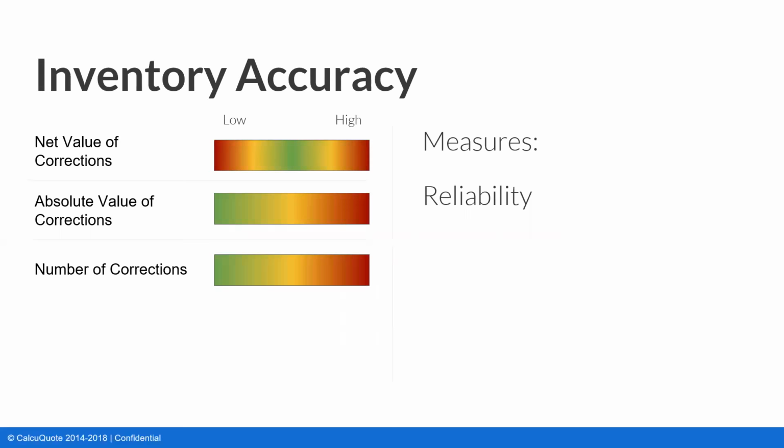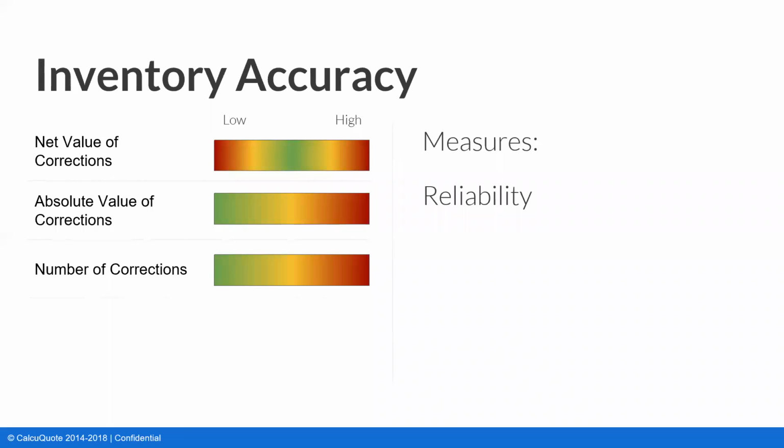So there's 3 metrics that we've identified here in order to measure reliability. The first one is the net value of the corrections. This means that if you're making corrections up or down, you want to net those out and see if your inventory value is moving in a particular direction or not. The second one is the absolute value of corrections.